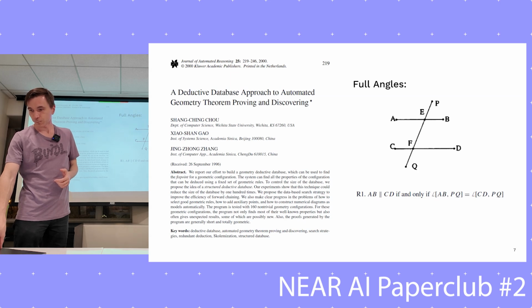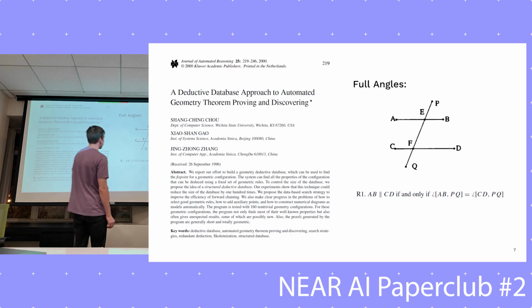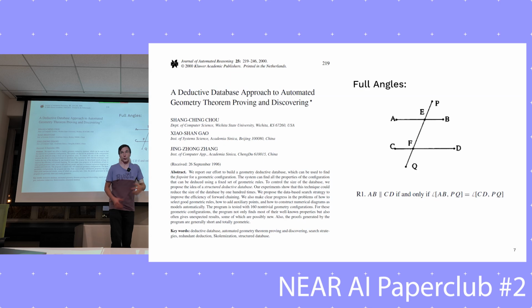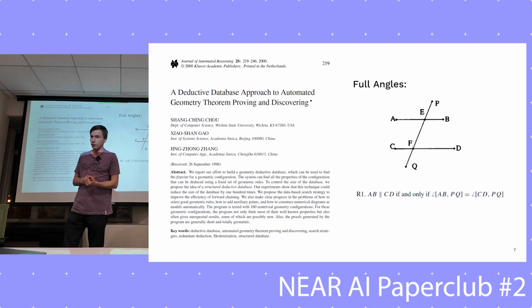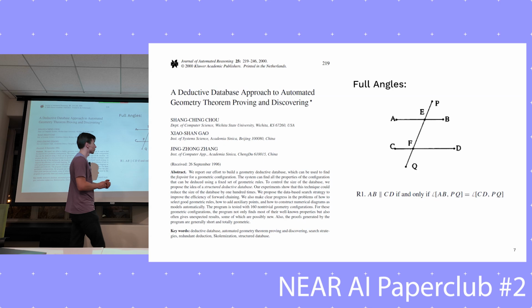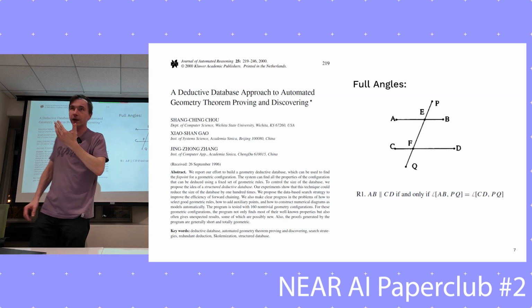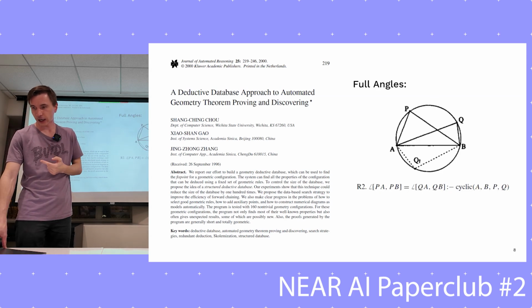For example, you can say that AB and CD are parallel if and only if the angle ABPQ is equal to the angle CDPQ. If you were not using full angles, that would require, I think, 4 or 8 rules, because if C and D are flipped, then the angle PEB would not be equal to angle PFD. So you would have to have multiple rules, but with full angles, it's just one. And they have a couple other examples.